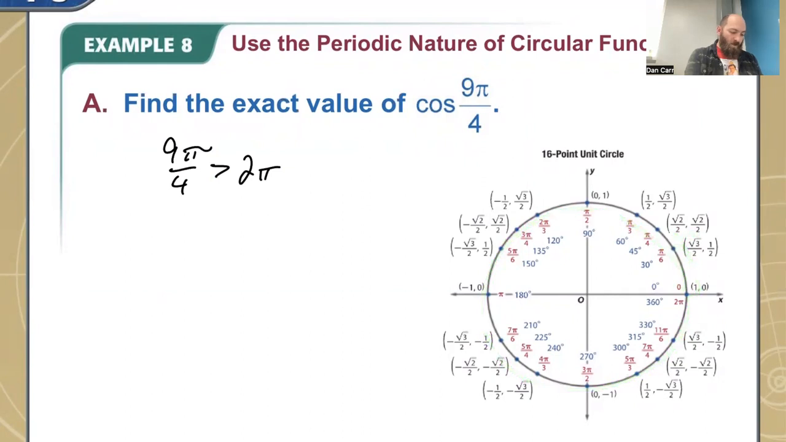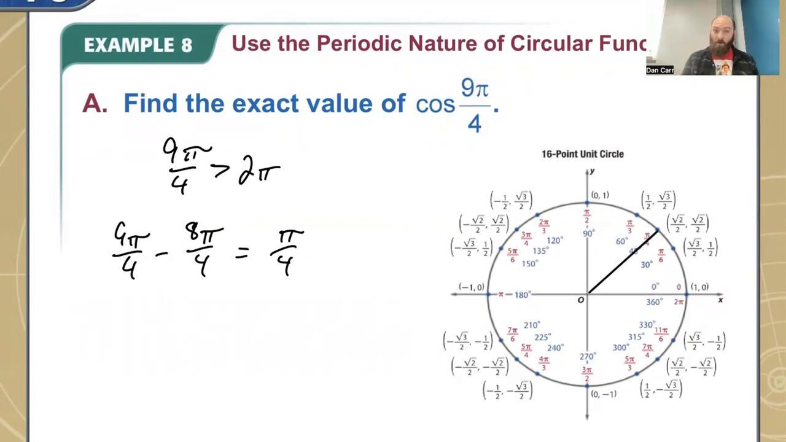So what we can do is take 9 pi over 4 minus 2 pi. Instead of writing it as 2 pi, I'm going to write it as 8 pi over 4. Remember, this is 2 pi. So 9 pi over 4 minus 8 pi over 4 is going to give me just pi over 4. My reference in this case is pi over 4. So again, the 9 pi over 4 is in the same exact position as pi over 4.